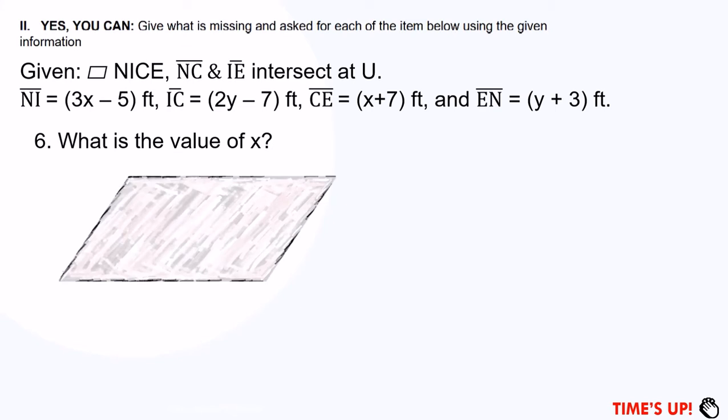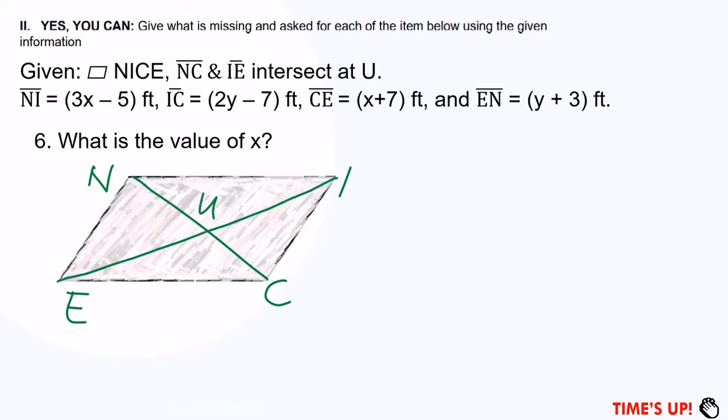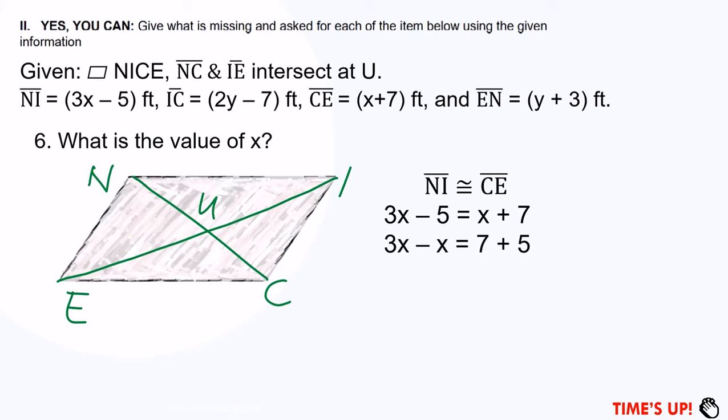Since the given condition tells that sides NI and CE are congruent, then equate their given measures. Side NI is congruent to side CE. So the value of NI is 3x minus 5 and CE is x plus 7. Equate the two, do simple algebra. You can use the transposition method or the addition or subtraction property of equality. Those are simple algebraic techniques you could use to continue the solution.